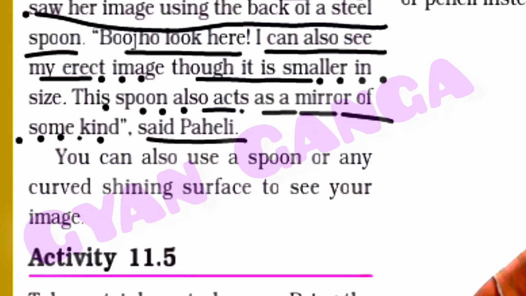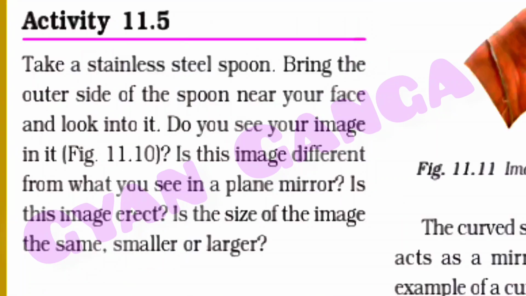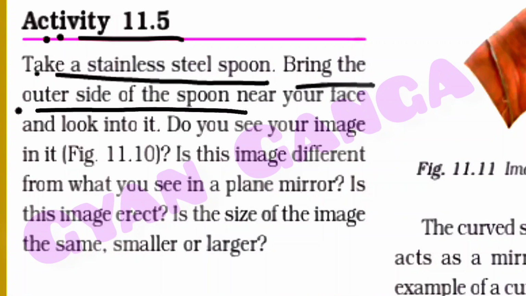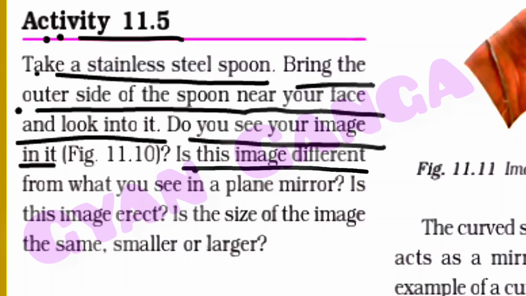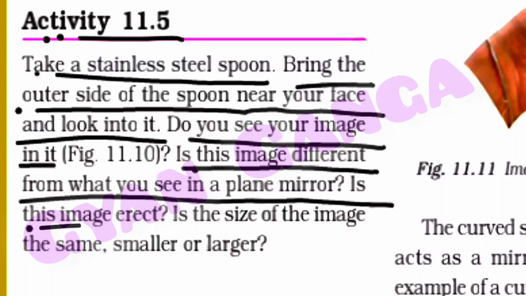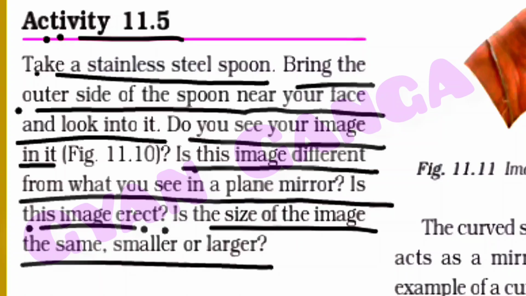You can also use a spoon or any curved shining surface to see your image. Activity 11.5. Take a stainless steel spoon, bring the outer side of the spoon near your face and look into it. Do you see your image in it? Is this image different from what you see in the plane mirror? Is this image erect? Is the size of the image small, same, or large?